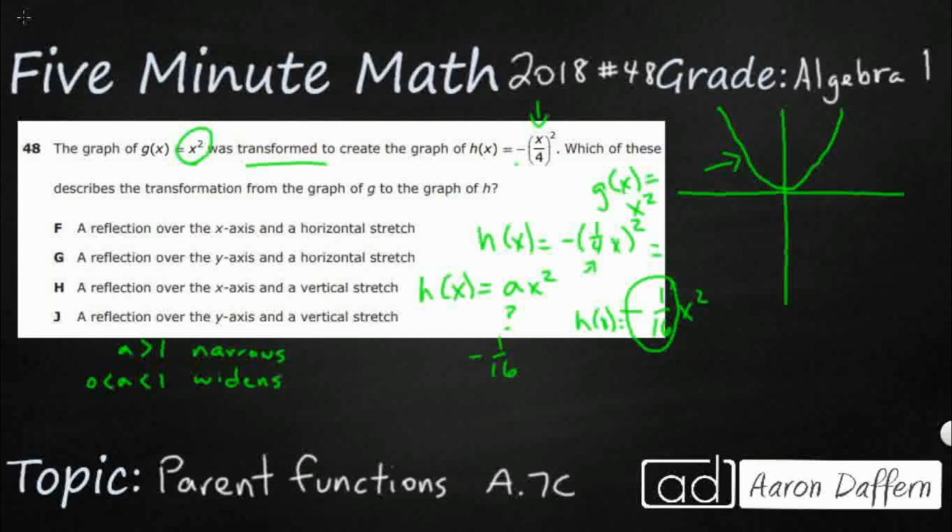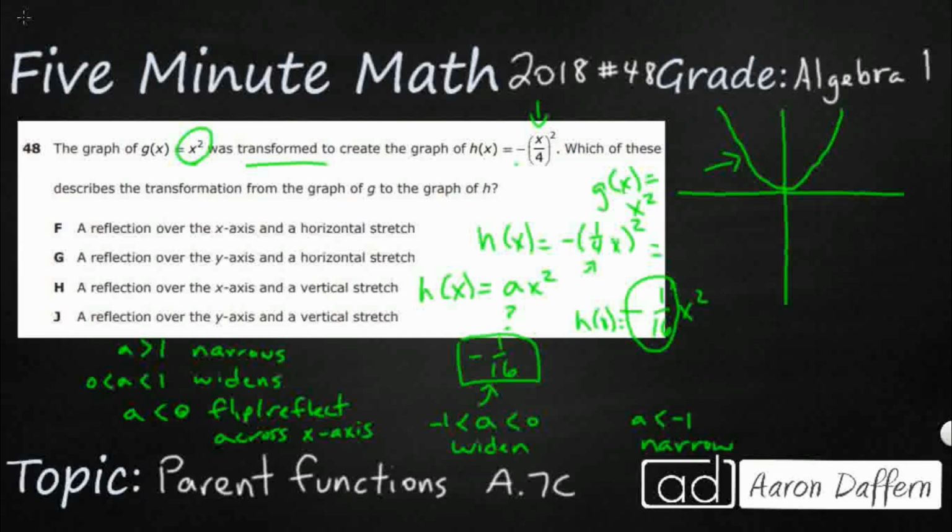Now, if a is less than 0, which this is finally what we're dealing with here, right? It is actually going to flip or reflect. It actually becomes a downward facing graph, and it flips across the x-axis. And it's still either going to narrow or widen, depending on the value. So if a is less than 0, but still larger than negative 1, now we're going to widen, which is where we're sitting right here. It's still going to flip, but it's going to widen. And then if a is simply less than negative 1, that's when it's going to still flip, but it's going to narrow.